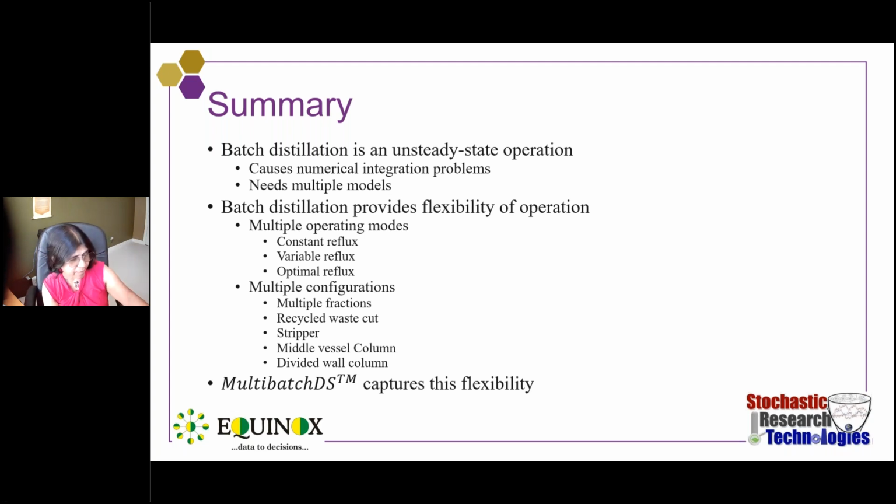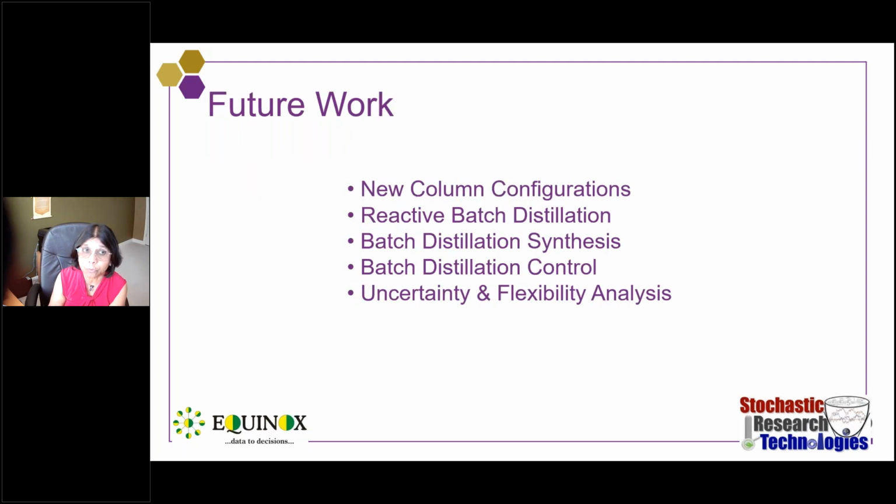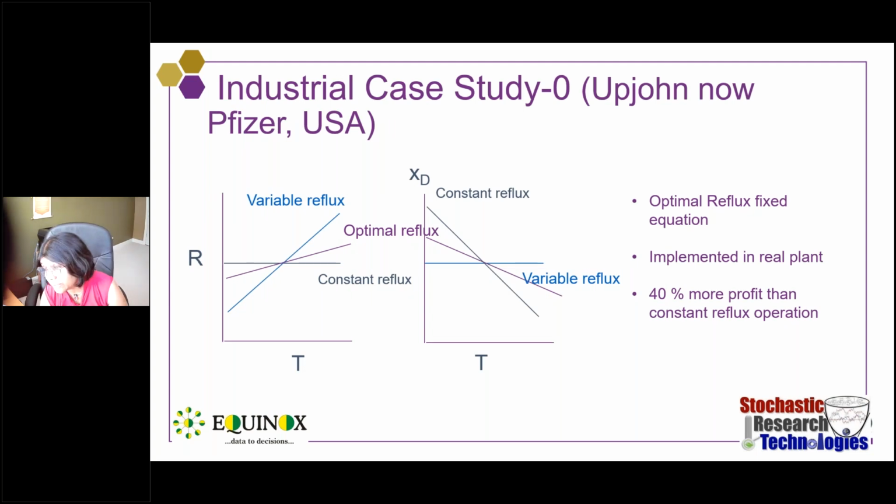The thing is that these are case studies which were done in Multi-Batch DS. People ask me whether optimal reflux, changing reflux, has been implemented in real practice. There are examples, and I'm going to give you this example. Before that, I am just going to say that this is where you will see a lot of future work: new column configurations, reactive batch distillation, synthesis, control, and uncertainty and flexibility analysis. So this is industrial case study 0, because this was done before Multi-Batch DS. And this is coming from Upjohn Pharmaceuticals at that time. Now it is Pfizer.